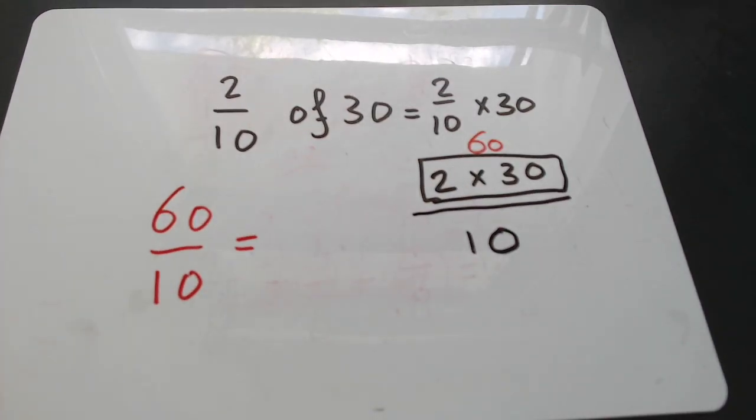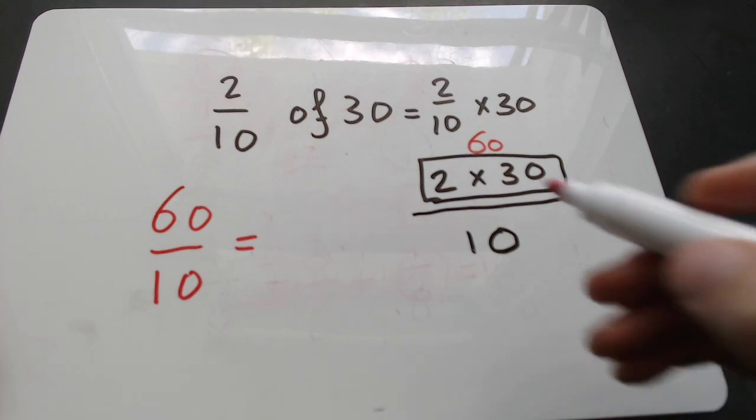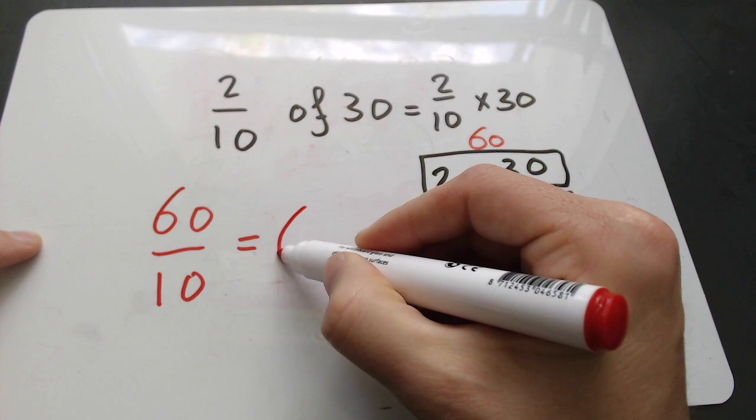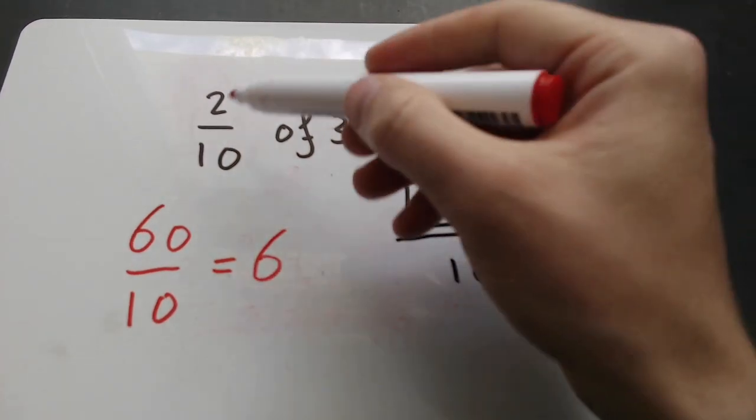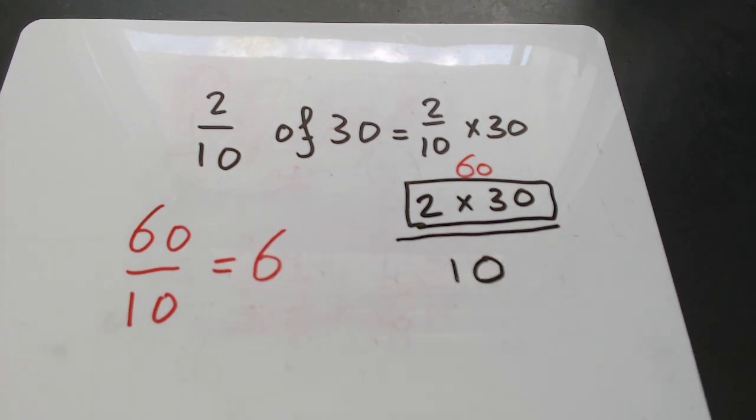Now to give you some time to think about it. So what's 60 divided by 10? Exactly, that's 6. So the answer would be 6. So 2/10 of 30 equals 6. So this is the method that I would like you to use today. Okay, so we're going to use this today to do exercise 14.